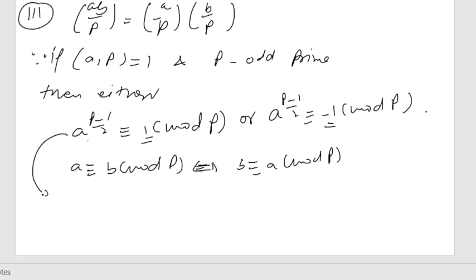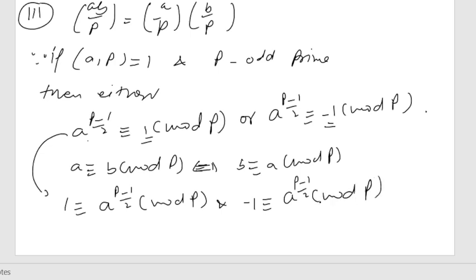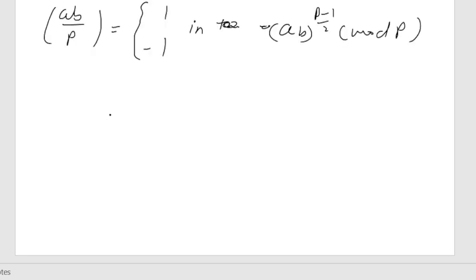That means from this equation we can write 1 is congruent to A to the power (P minus 1) divided by 2 mod P, and minus 1 is congruent to A to the power (P minus 1) divided by 2 mod P. That means 1 is equal to this and minus 1 is also equal to this. That means the value of the Legendre symbol of AB by P is equal to 1 or minus 1. 1 is equal to (AB) to the power (P minus 1) divided by 2 mod P, and minus 1 will give you the same.